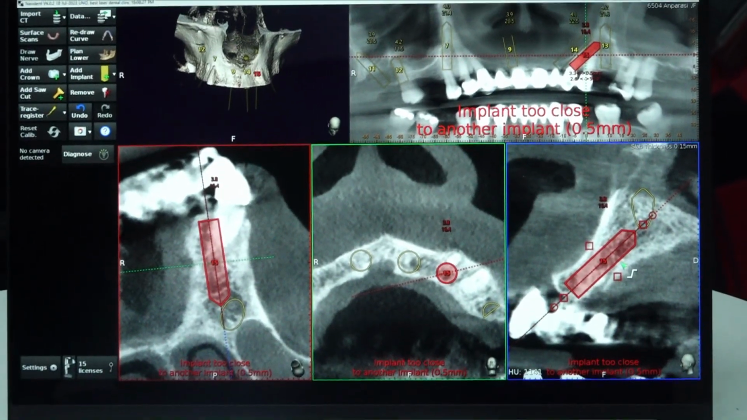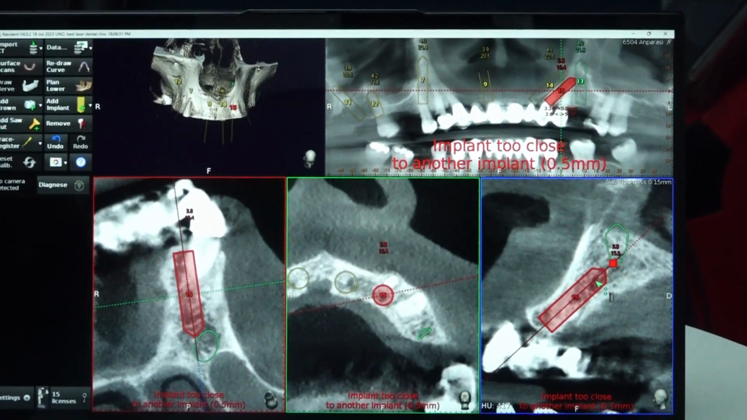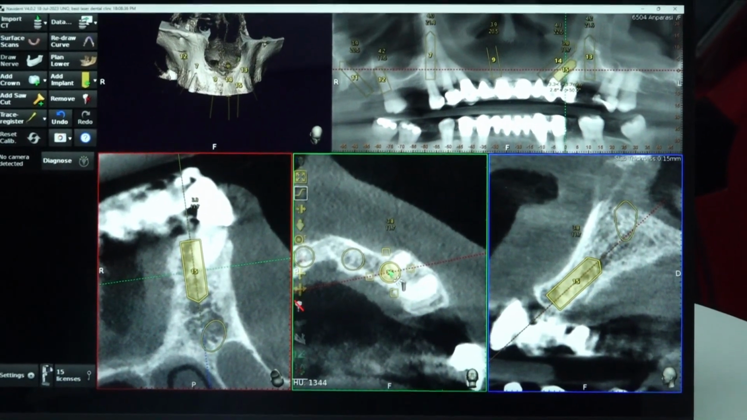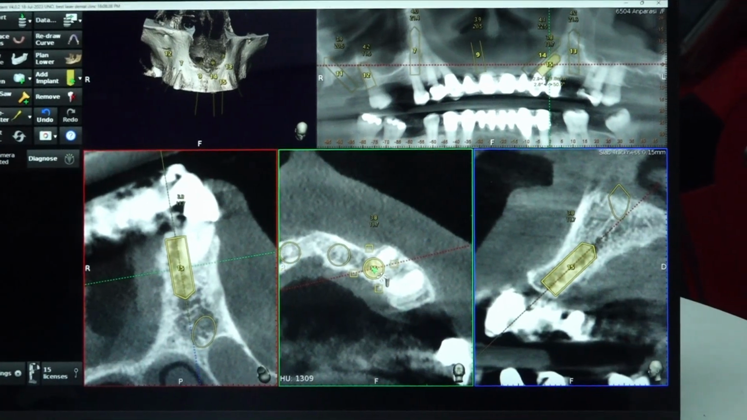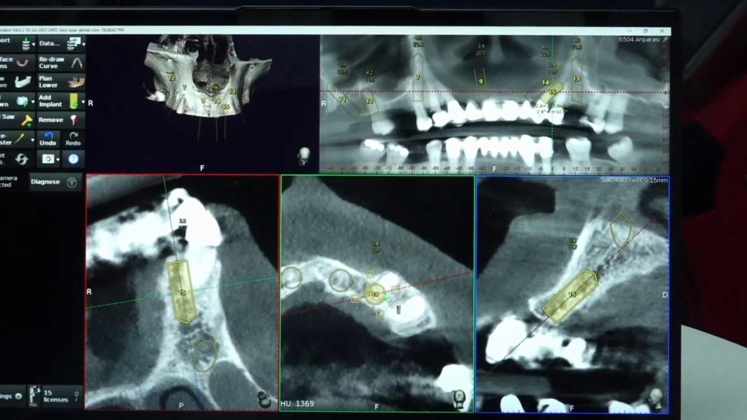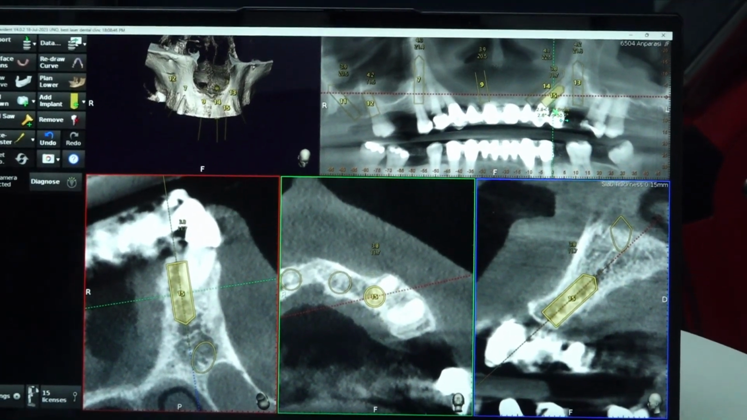See, it shows it is very close, but if you reduce the length, it is okay. That means the mesially tilted premolar implant is coming close to our lateral incisor. So better place only 2 implants.